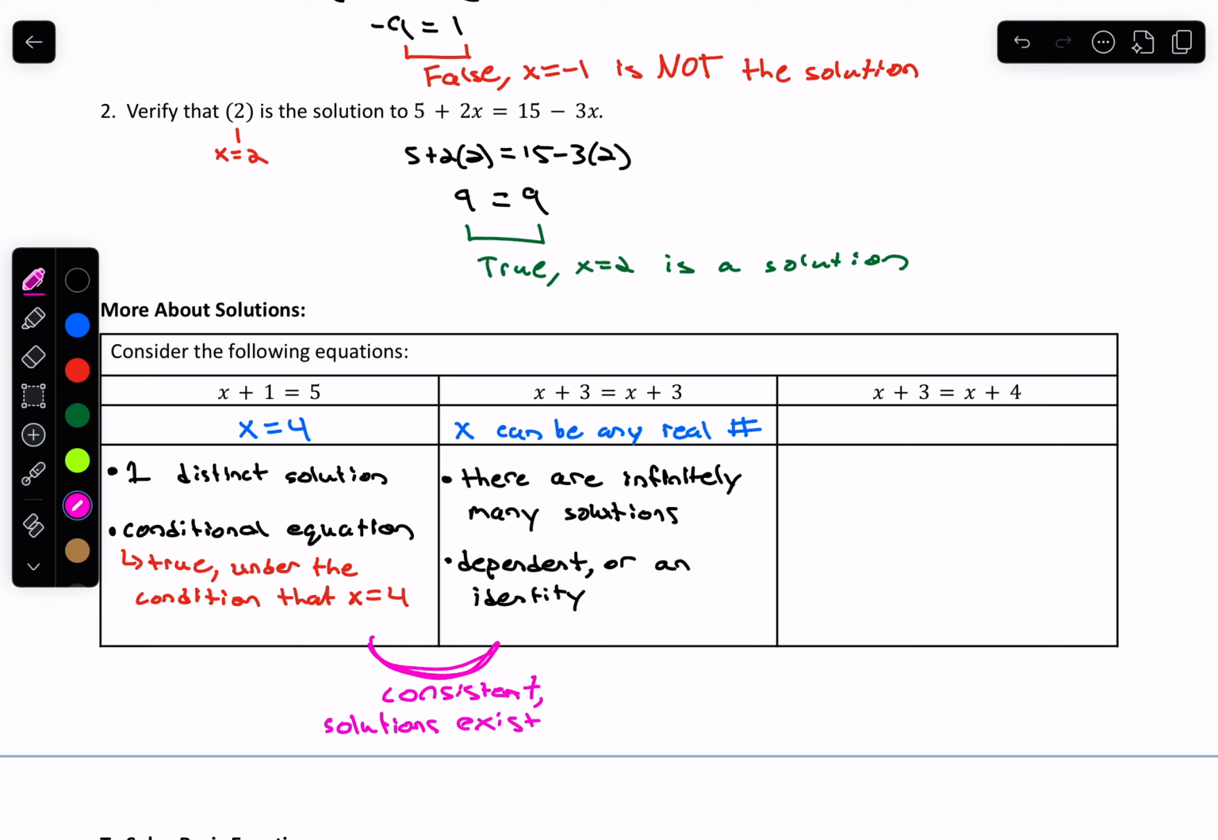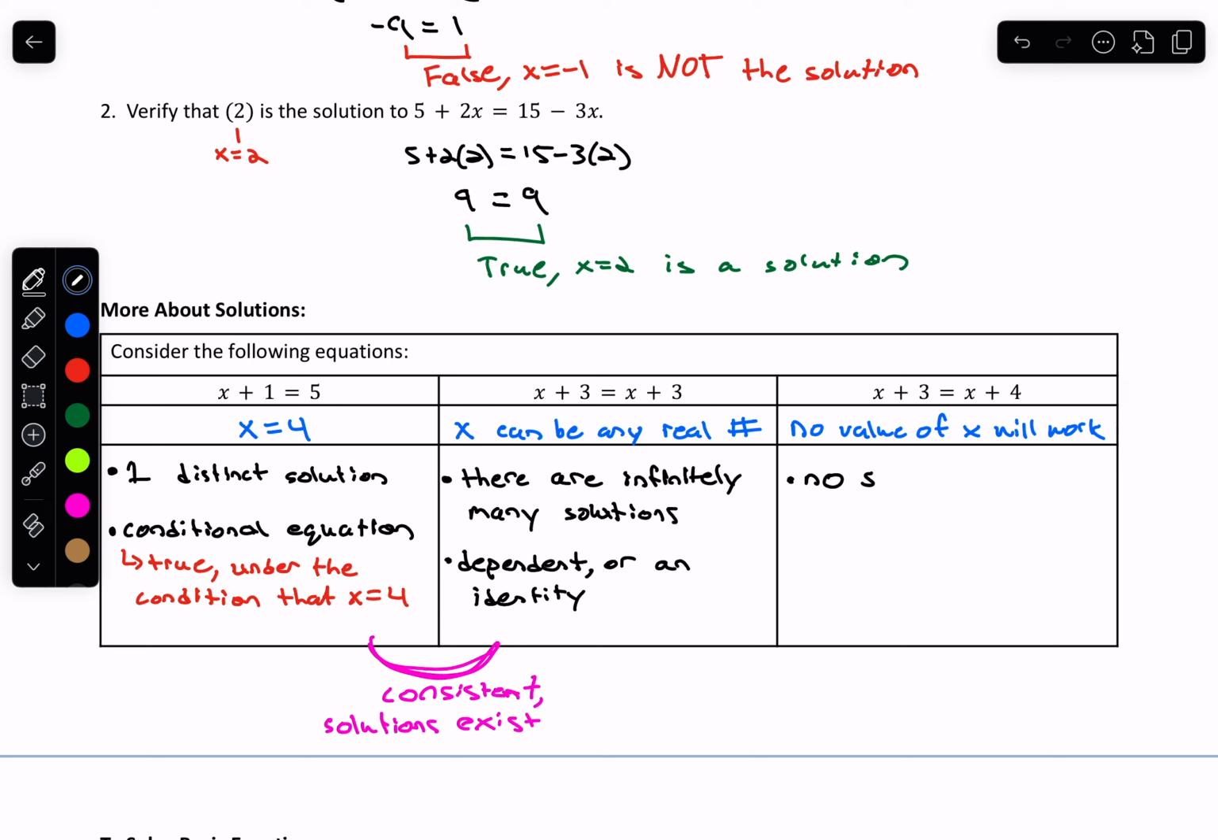Now, the last one over there, we have x plus 3 equals x plus 4. If you subtract 3 from both sides, you get x equals x plus 1. Then if you subtract x from both sides, you'd get 0 equals 1. Well, 0 doesn't equal 1. There's no way to answer this. Okay, so there is no value of x that works. So no value of x will work. And what this means is that there is no solution.